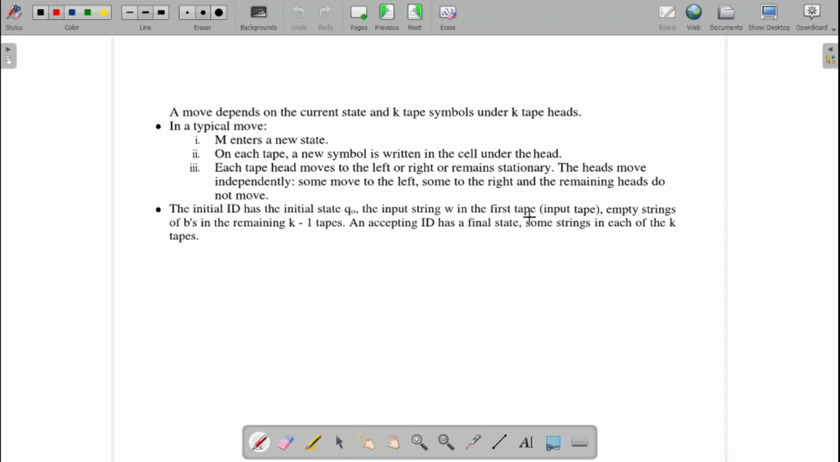The initial instantaneous description has the initial state Q0. The input string W is kept on the first tape, that is the input tape. Empty strings, the blanks, are on the remaining K-1 tapes. The accepting instantaneous description has a final state, and some strings in each of the K tapes may be there.